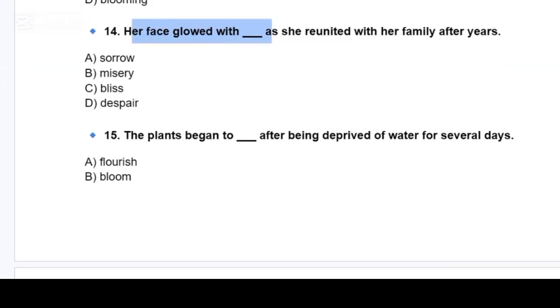Her face glowed with dash as she reunited with her family after years. Obviously, when you are reunited with your family, you are really happy, really ecstatic. So her face glowed with dash. Sorrow? No. Misery? No. Bliss, despair? No. So bliss is the correct option. Bliss means happiness.